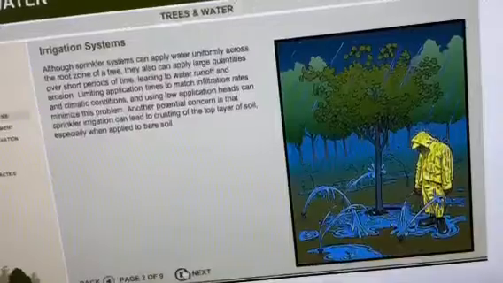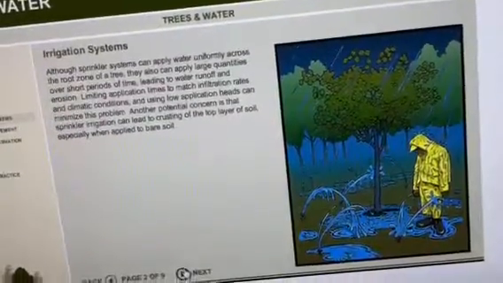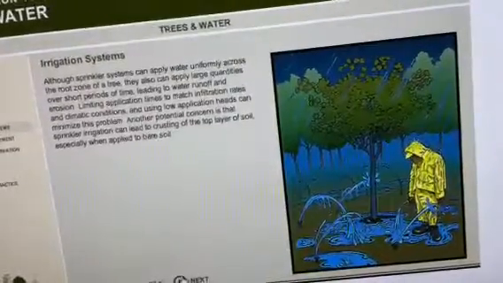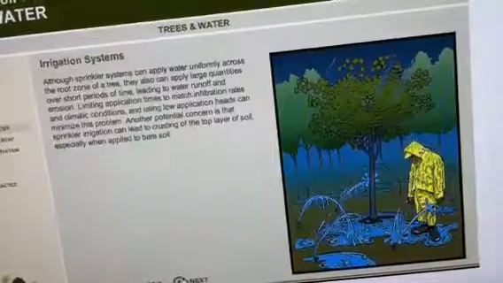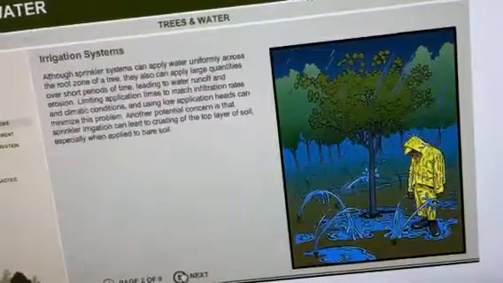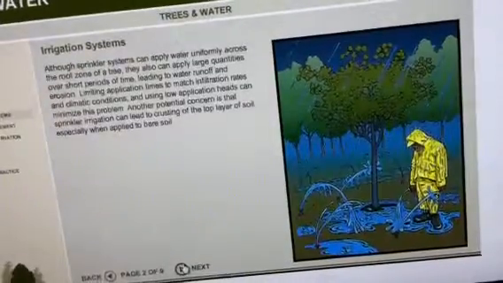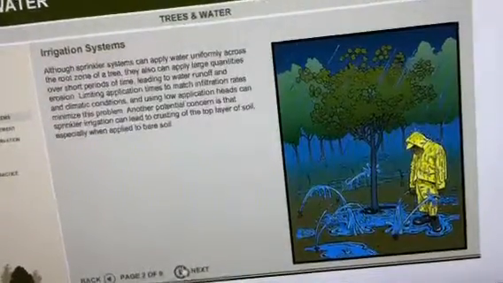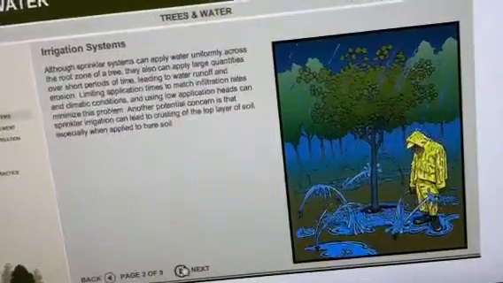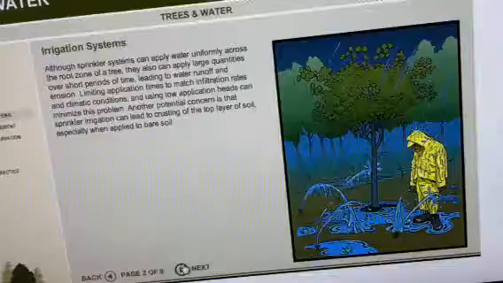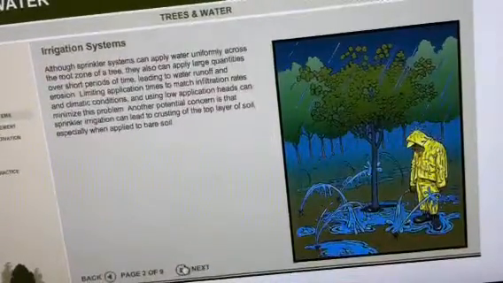Although sprinkler systems can apply water uniformly across the root zone of a tree, they also can apply large quantities over short periods of time, leading to water runoff and erosion. Limiting application times to match infiltration rates and climatic conditions, and using low application heads can minimize this problem. Another potential concern is that sprinkler irrigation can lead to crusting of the top layer of soil, especially when applied to bare soil.